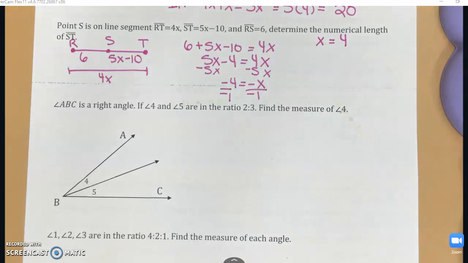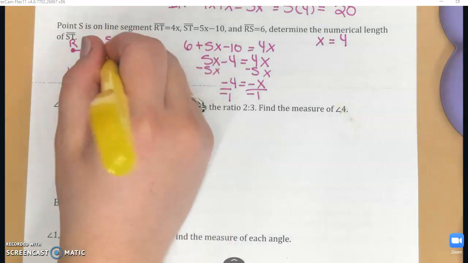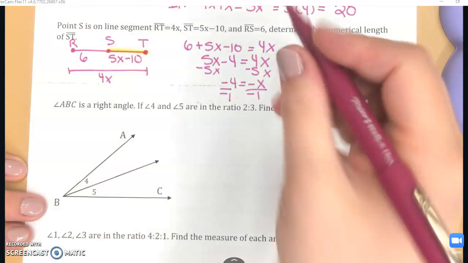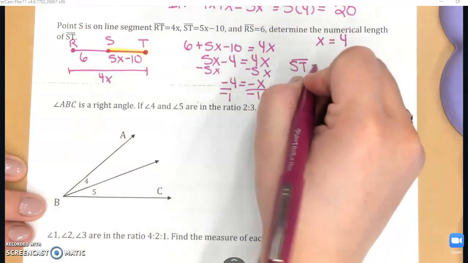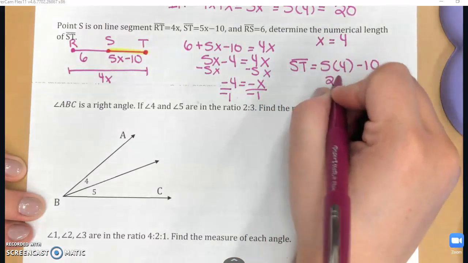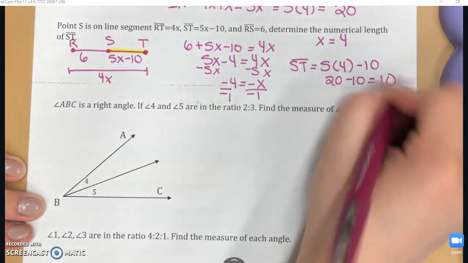Now, if I want to find the numerical length of ST, I just need to now plug in 4 for x here. So that's going to be 5 times 4 minus 10. 20 minus 10 is 10.